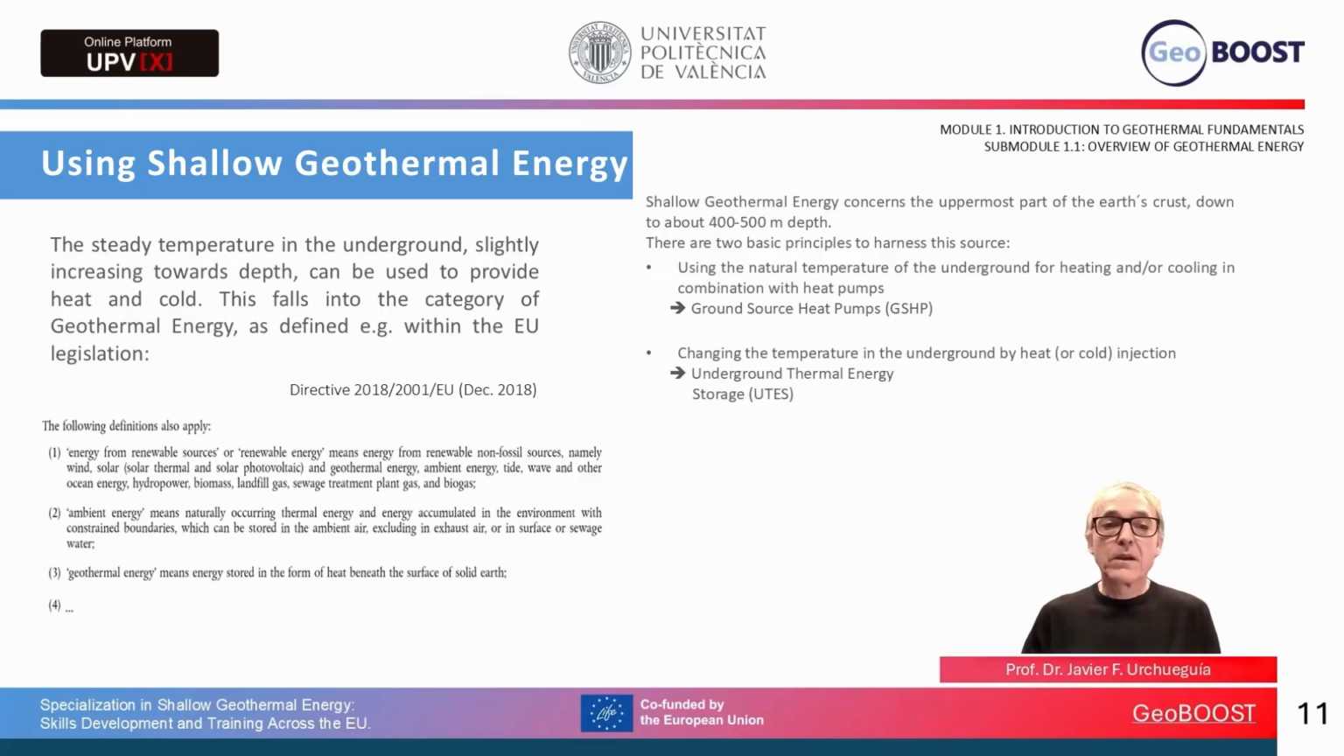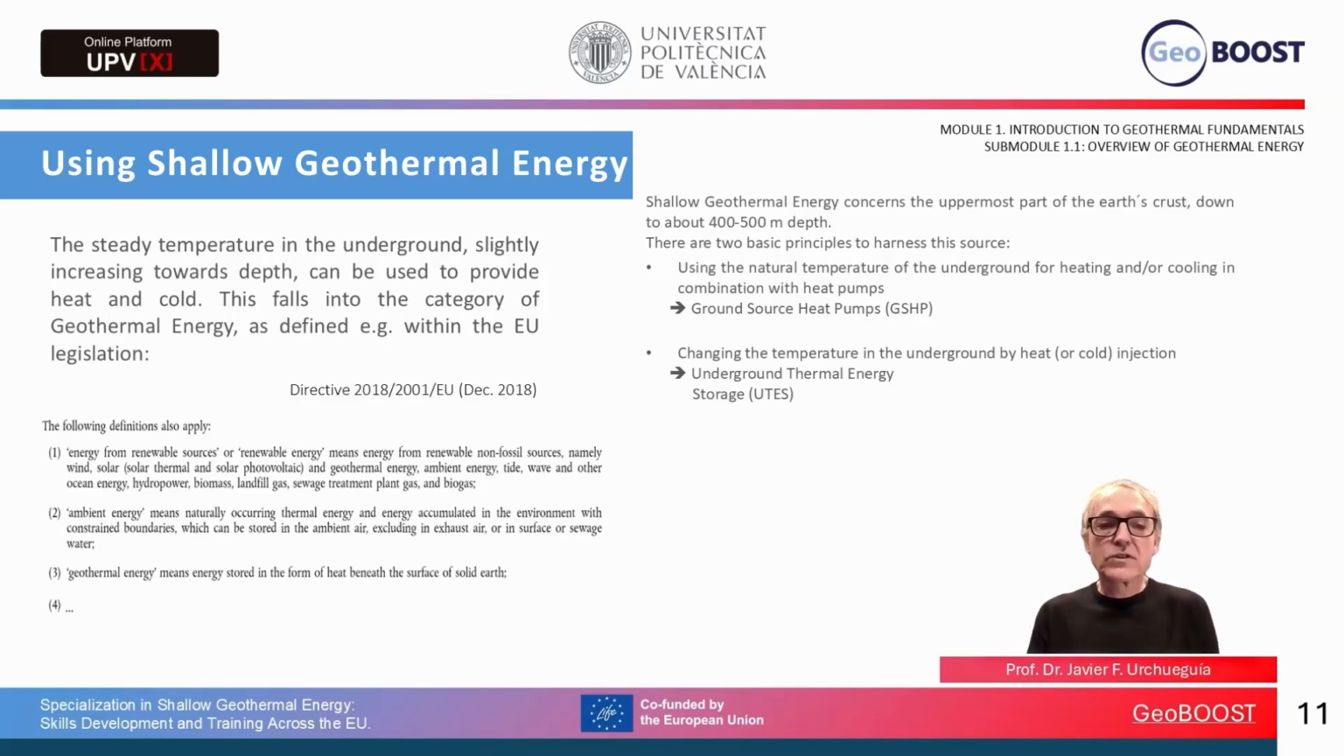There are two ways of harnessing this type of temperature or resource. We can use the natural temperature of the underground for heating and cooling, in combination with heat pumps, and this is normally also termed ground source heat pump systems. But we could also aim at changing the underground temperature by injecting heat, typically, for instance, solar heat, into the underground to be used later, seasonally. That technology is termed UTES, or underground thermal energy storage.